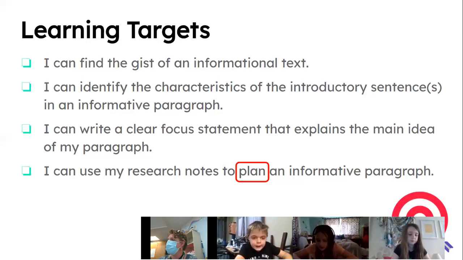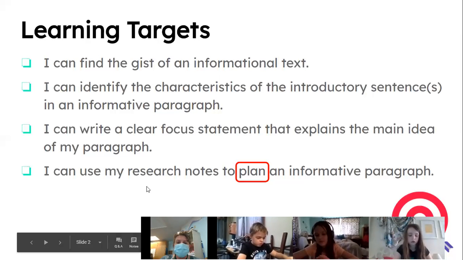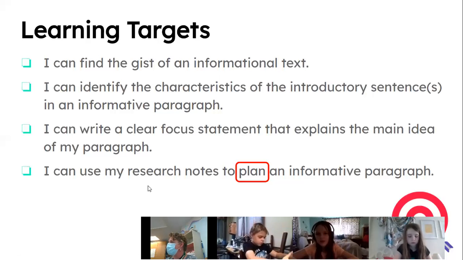And what does it mean to inform? Go ahead, Finn. You're on a roll. It means to warn somebody. To teach somebody, right? To tell them something. Yep, to help them learn. So what are we going to be writing? We're going to be writing a paragraph that teaches or helps someone learn. And today we're going to write a focus statement that explains what your paragraph is going to be about. All right, so the last one is I can use my research notes to plan an informative paragraph.